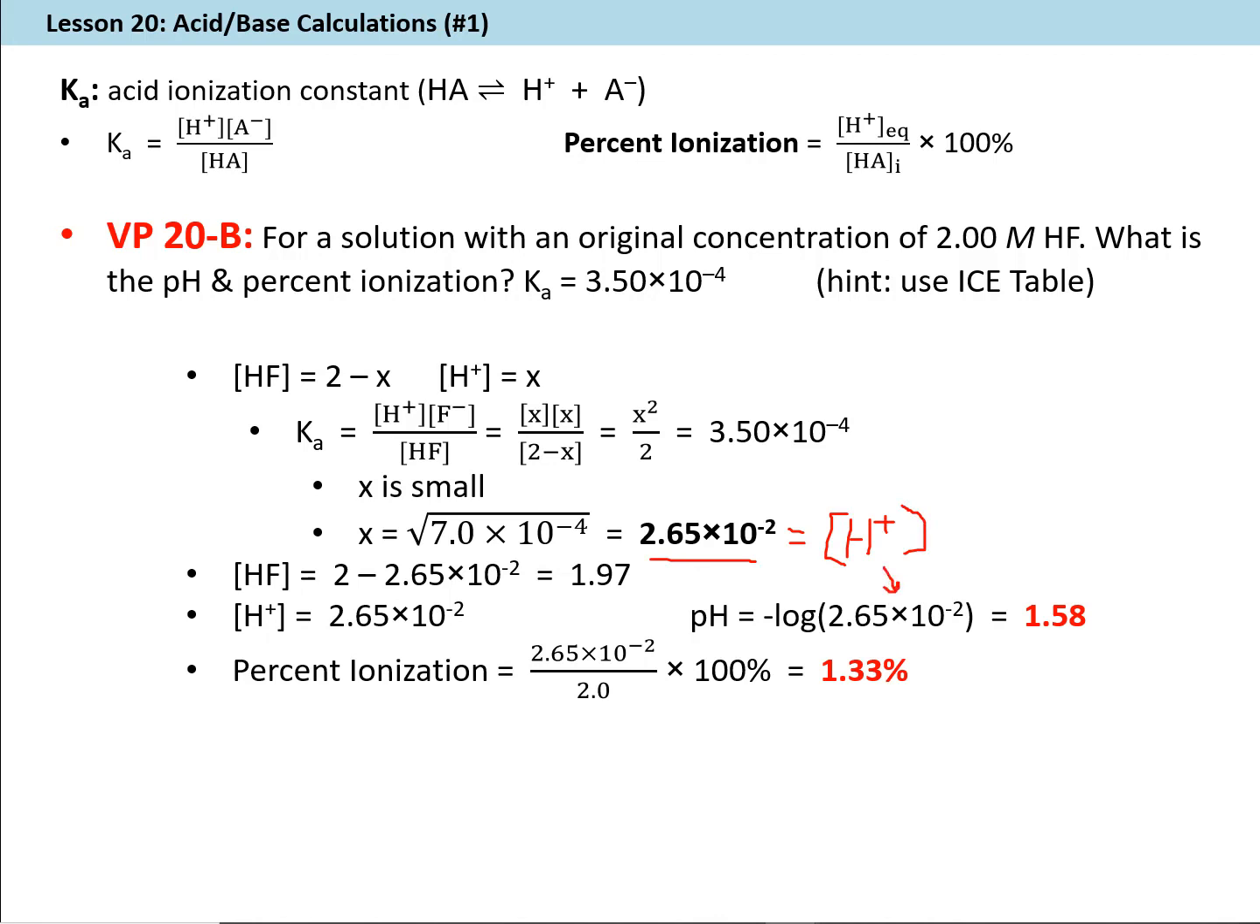And then what did I do? I used my H plus at equilibrium over my initial HA, my acid, times 100%, and that gave me my percent ionization.